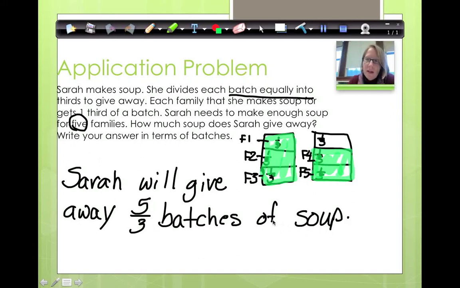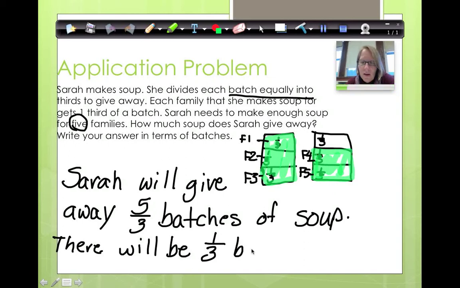How many batches are going to be left over for her and her family? 1/3. Let's see how much will be left for her family, because you know her family wants it. There will be 1/3 batch of soup left when she's all done.